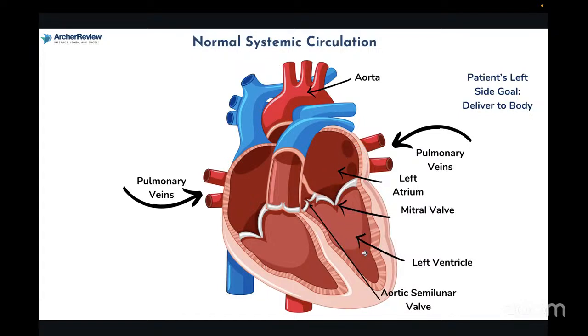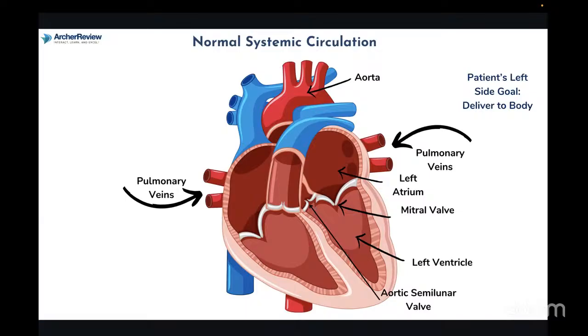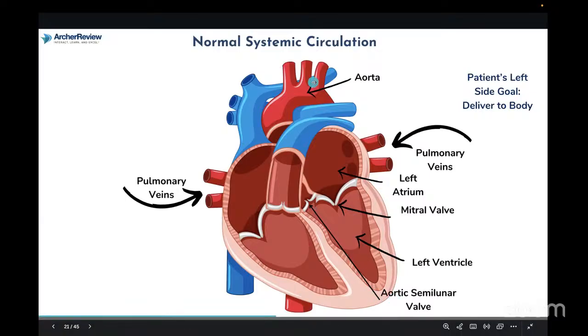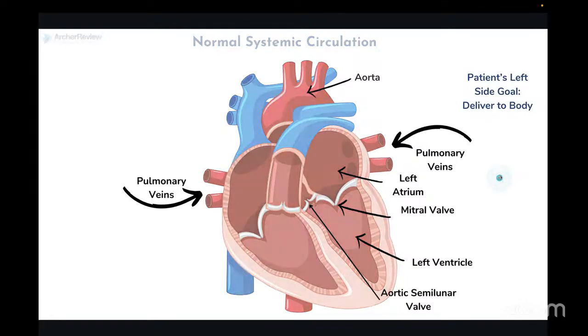Your heart contracts and it pushes that blood up through the aortic semilunar valve because guess where the next stop is? The aorta. And this major artery carries this blood that is rich in oxygen away from the patient's heart and delivers it to the body or to the system. That's systemic circulation.